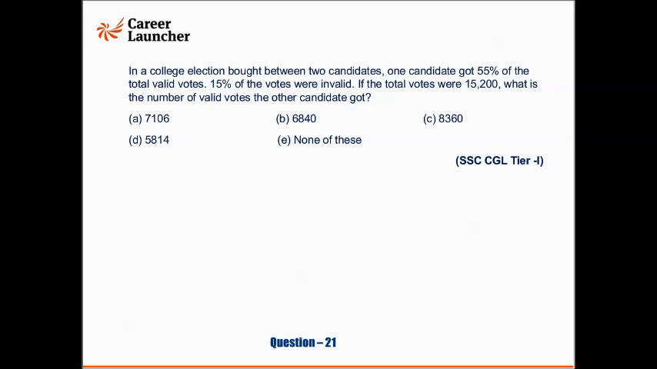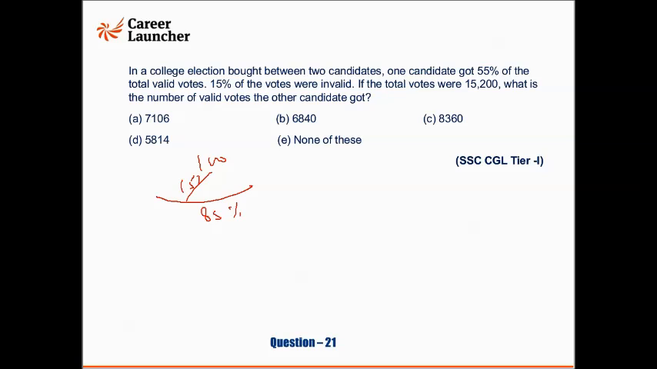See, next question. In a college election fought between two candidates, one candidate got 55% of the total valid votes, 15% of the votes were invalid. If the total votes were 15,200, what is the number of valid votes the other candidate got? See, now one candidate got 55% of the total valid votes, right? And 15% of the votes were invalid. Suppose students, there are 100% votes, right? Now see, 15% of the votes were invalid. So remaining will be 85%, correct?